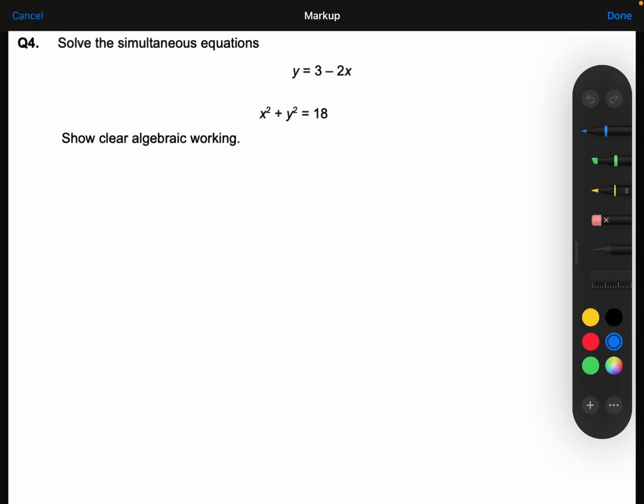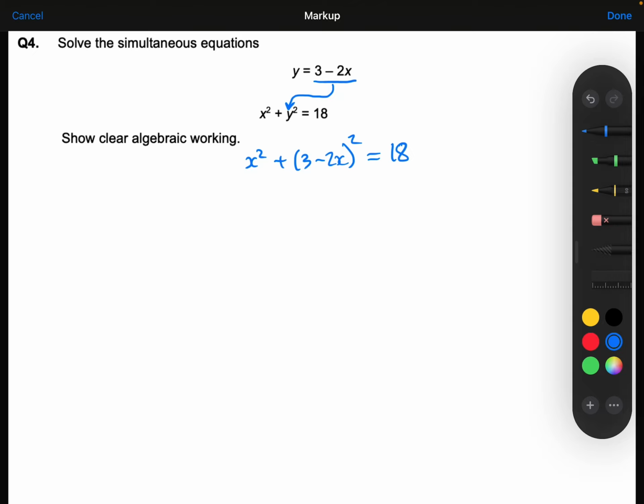Solve the simultaneous equations y equals 3 minus 2x and x squared plus y squared is equal to 18. Because I'm told that 3 minus 2x is equal to y here, I could substitute 3 minus 2x instead of the y in the second equation. So that would leave me with x squared plus (3 minus 2x) squared is equal to 18.